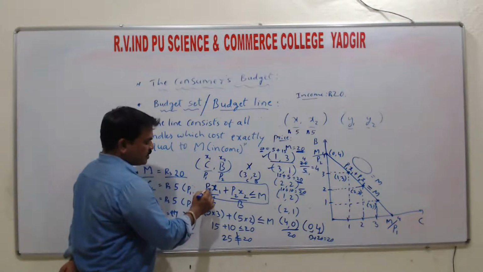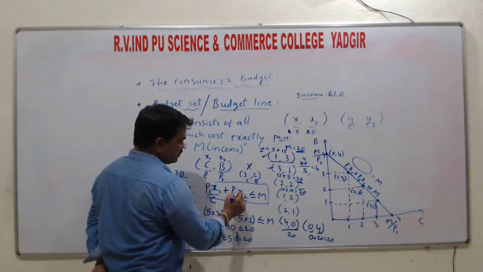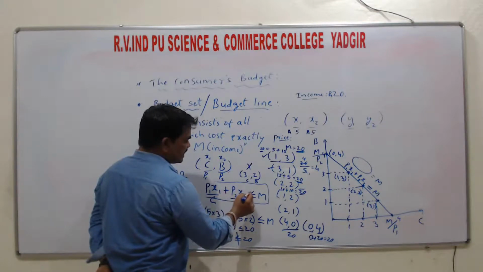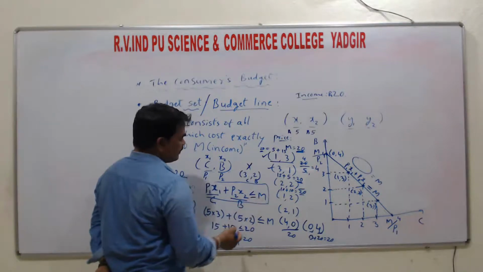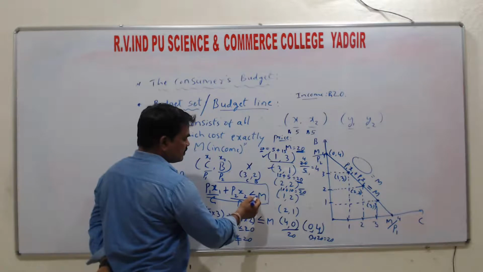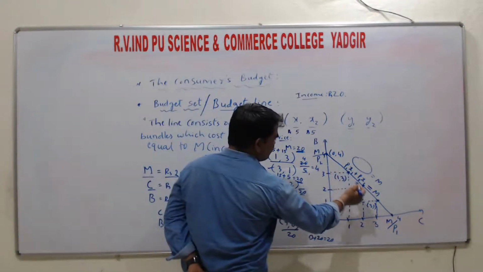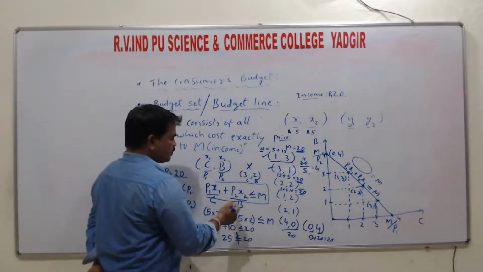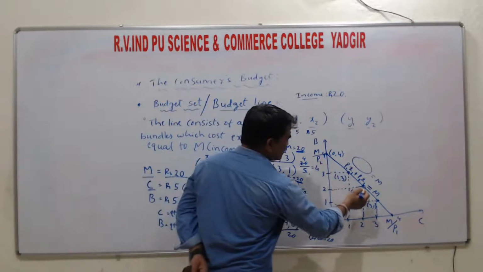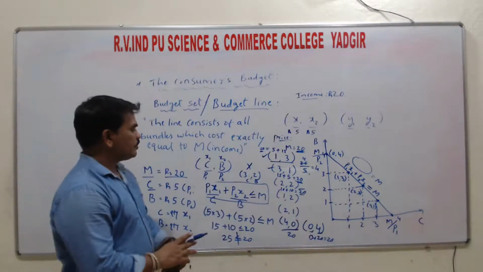Price of chocolate times quantity of chocolate plus price of biscuit times quantity of biscuit. The total should be less than or equal to his income. Less than his income comes inside the budget line. If the total is equal to his income, those bundles lie exactly on the budget line. Fine.